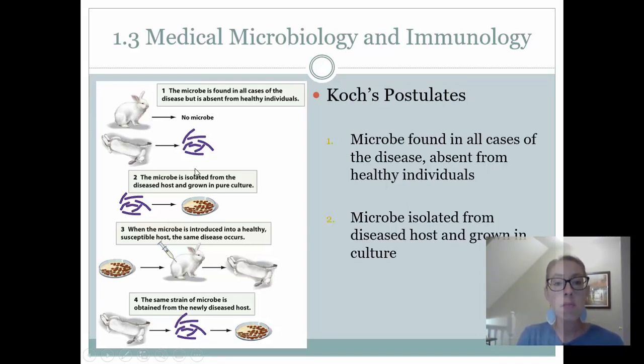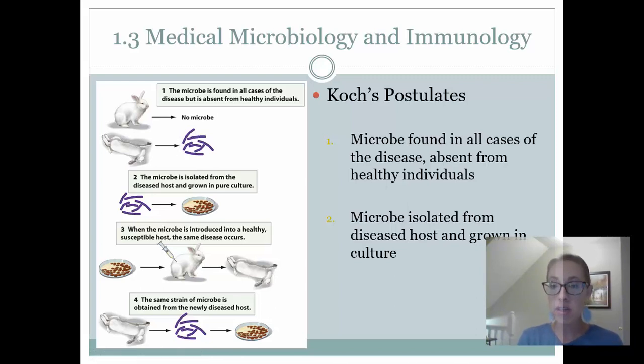So postulate number 1 is that the microbe has to be found in all individuals who have that disease, a given set of signs and symptoms. And that microbe has to be absent from all healthy individuals. So we have our healthy rabbit up here because there's no microbe present. This rabbit down here has died, and we can isolate the presence of the bacteria.